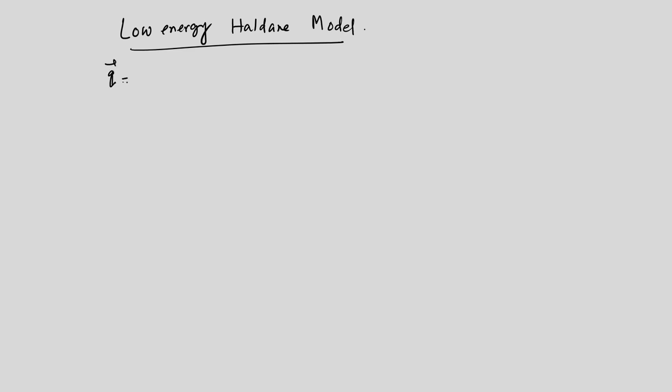So let's write down the low energy Haldane Hamiltonian, or Haldane model. Low energy means that we'll take this q vector and expand it around these Dirac points. This k is the wave vector of the electrons, and this is a Dirac point. It can be K or K prime. Whenever I denote a Dirac point, I write it a little bigger so that you understand that this is not the variable k vector.